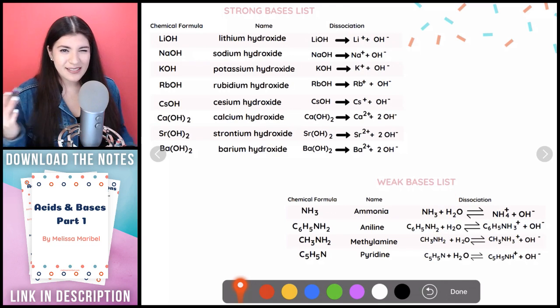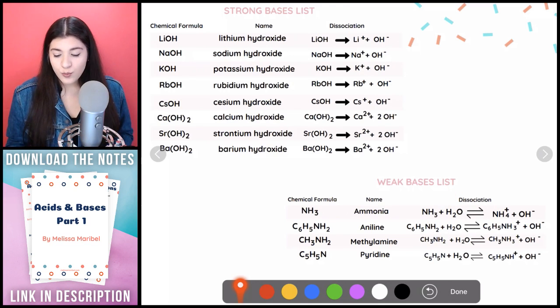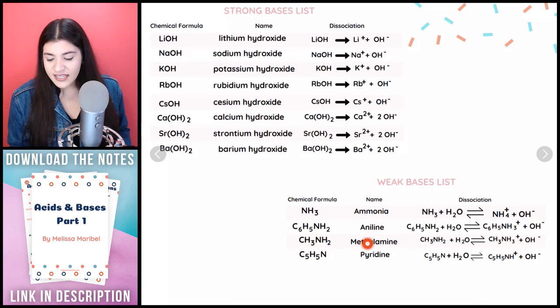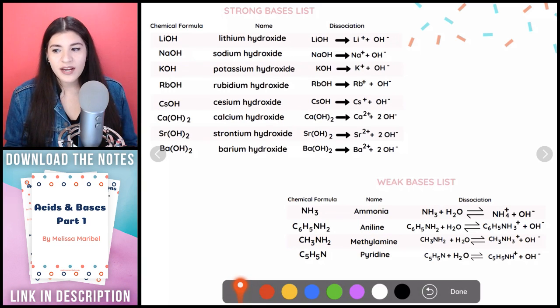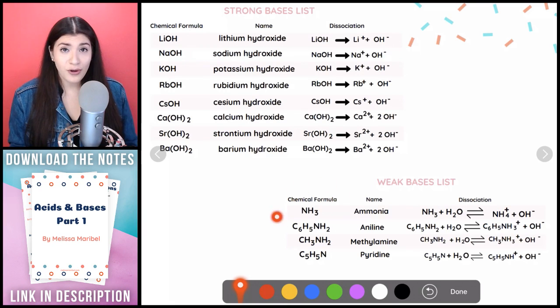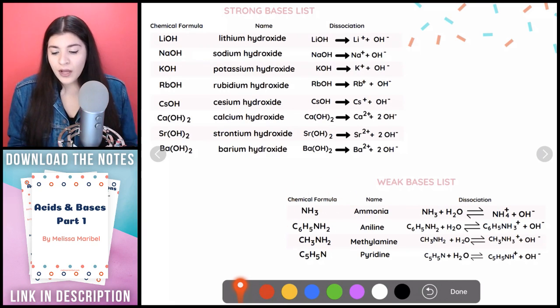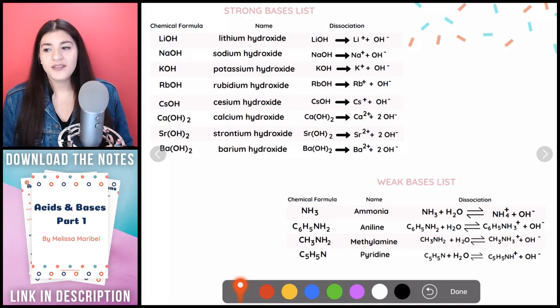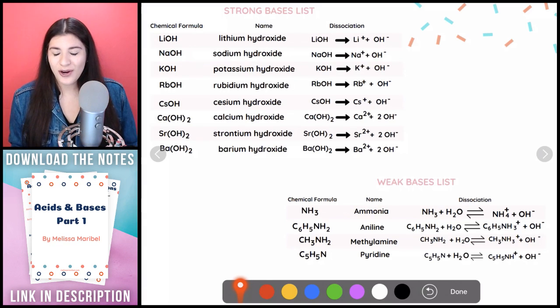For weak bases, it's different. The main weak base that you will see is ammonia, so definitely know that one for sure. There are other ones that I've seen, but really the main one to know is NH3. I always see that one. But these are all ones that, yes, you do need to have memorized. So beware of that.